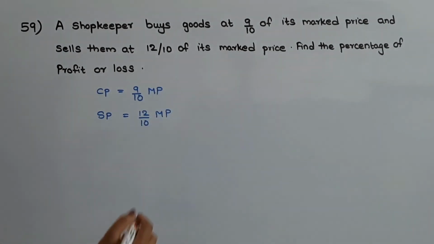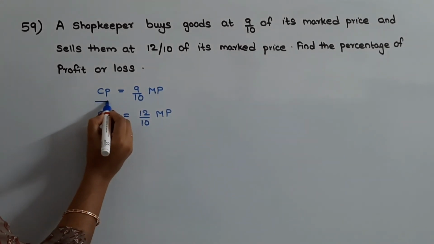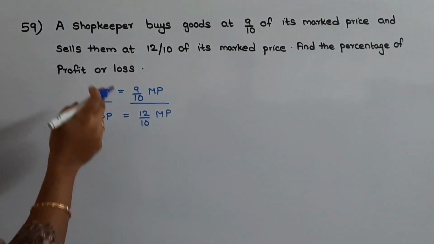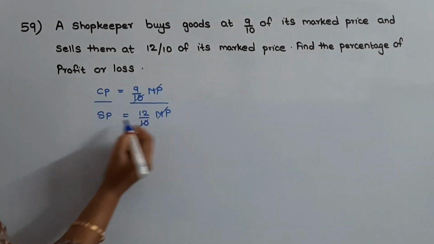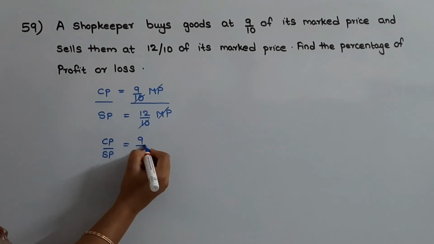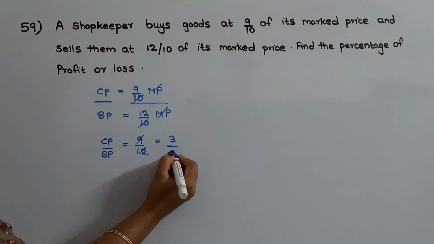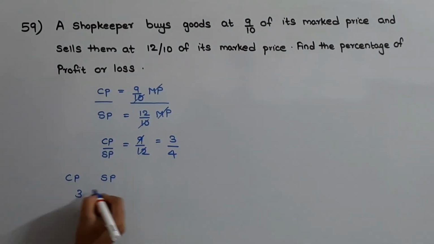Okay, so we need to find out the percentage of profit or loss. So let us first find out the ratio of the cost price and selling price. Okay, so for that, divide the first equation by the second equation. Okay, then we will get the ratio of cost price and selling price. Now on simplifying, we will get cost price by selling price is equal to 9 by 12. Okay, on simplifying we will get it as 3 by 4. Okay, so the ratio of cost price and selling price is 3:4.